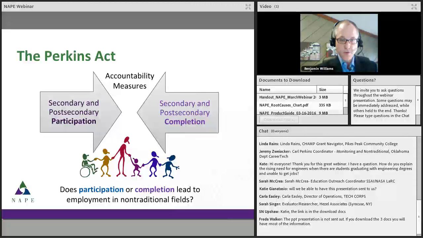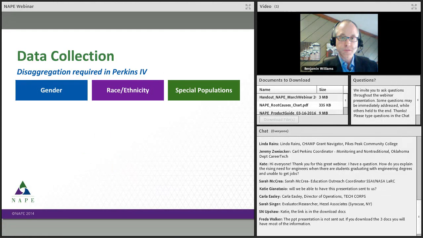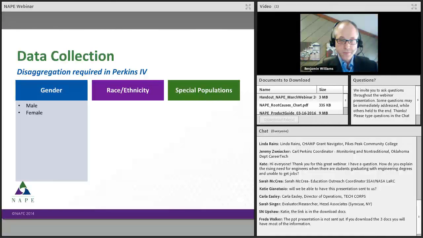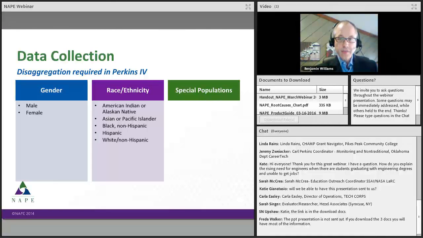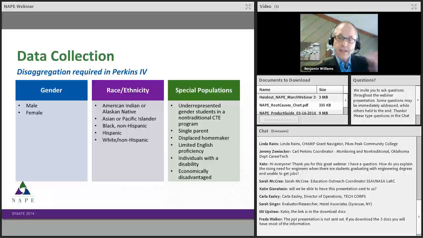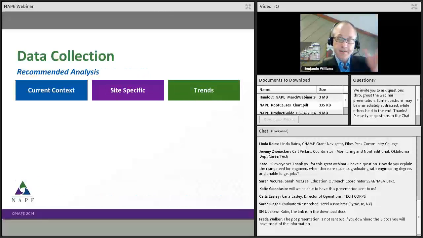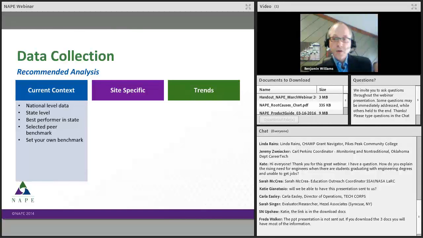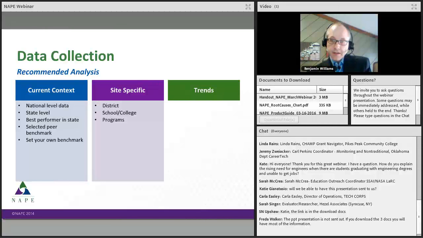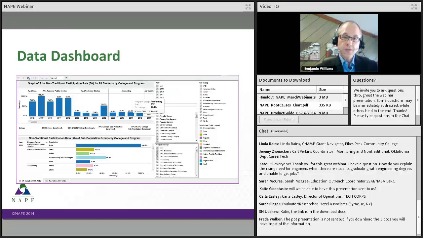We need to look at the program level, and we need to look at it through each of those lenses we've talked about: through the lens of gender, through the lens of race and ethnicity, and through the lens of special populations. And we need to also look at where there might be intersections that we need to be mindful of. Are there underrepresentations of certain groups of students in certain programs that may be in higher demand in a particular community? And then we don't want to just look at that as a snapshot in time. We want to look at the current context. We want to look at it both at the national level, but then see it at the local level, and then look at it across time. And we use data dashboards to do this.